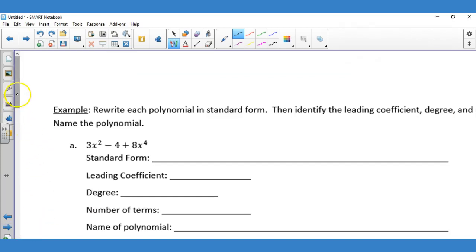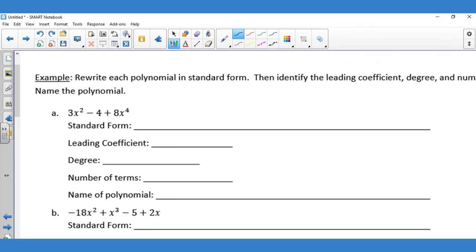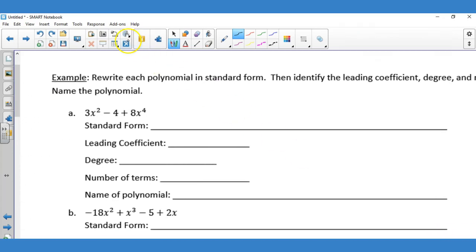So now, starting off here. Rewrite the polynomial in standard form. Make sure y'all read the directions when y'all start. Rewrite this in standard form. Identify the leading coefficient, the degree, and number of terms, and name the polynomial. So standard form: remember, you're going to write it in descending order based off the degrees. So I have 8x to the fourth, plus 3x squared, minus 4. That's standard form.